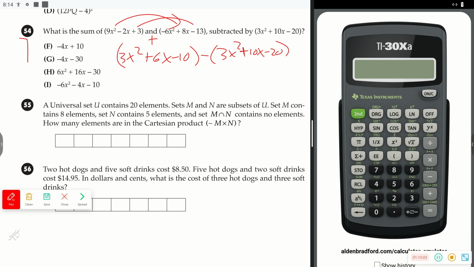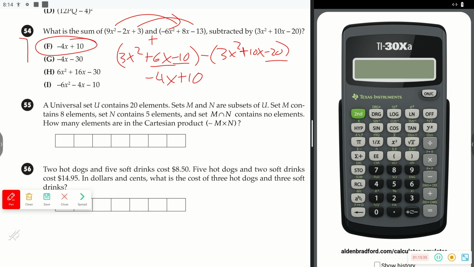3x squared minus 3x squared. That's 0, so we don't have to do anything with that. And then we have 6x minus 10x, minus a positive 10x, which is just minus 10x. And that's going to be minus 4x. Then I have minus 10 minus a negative 20. Minus a negative 20 is a positive. So we have negative 10 plus 20, which is going to be plus 10. So it should be negative 4x plus 10, which is answer F.